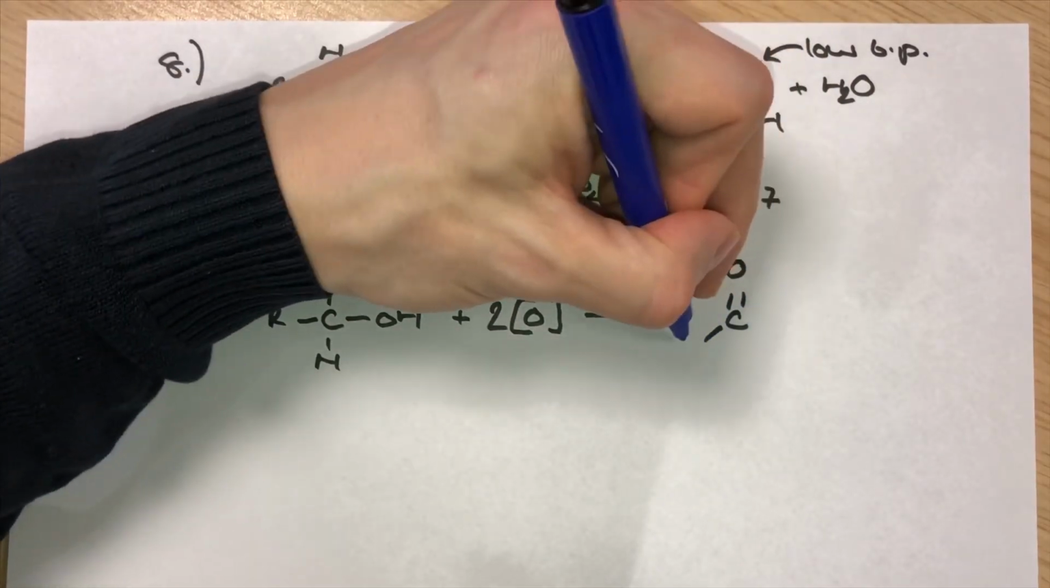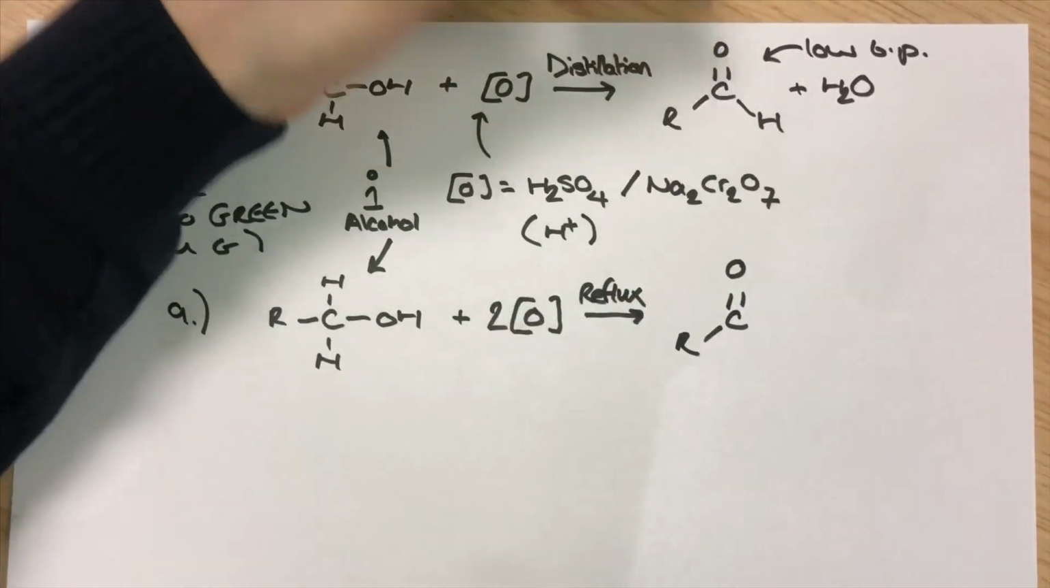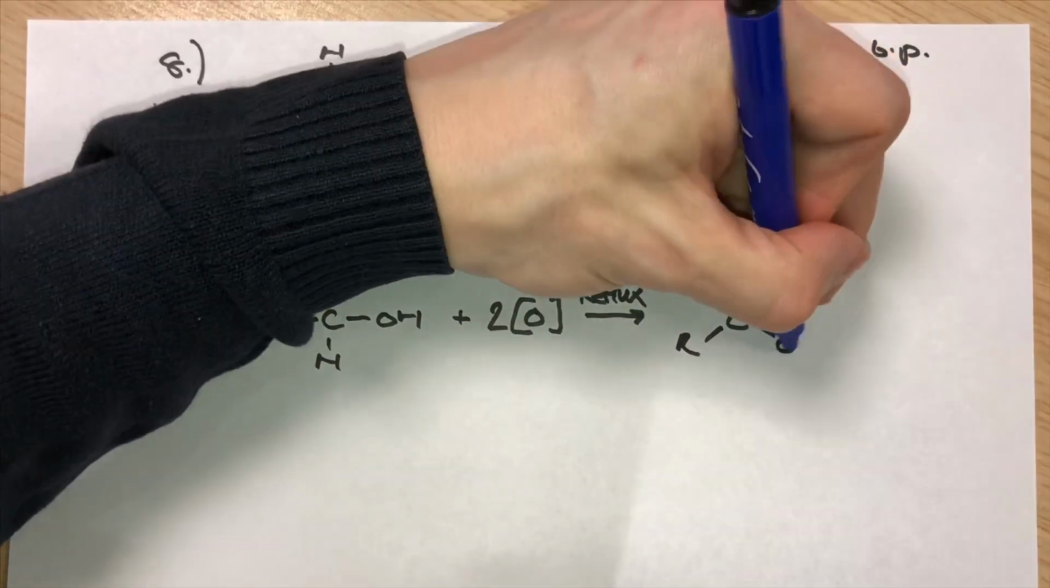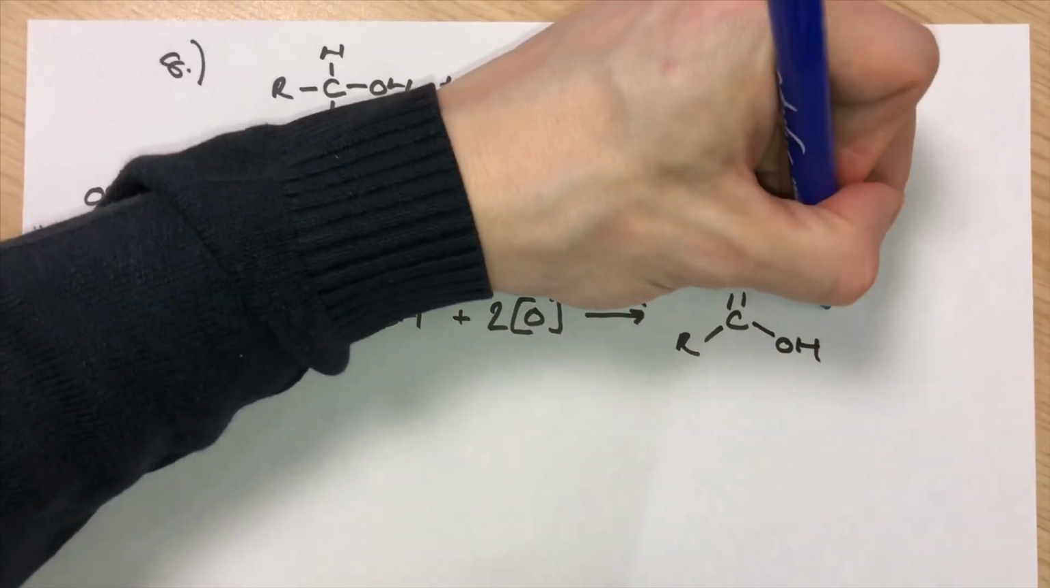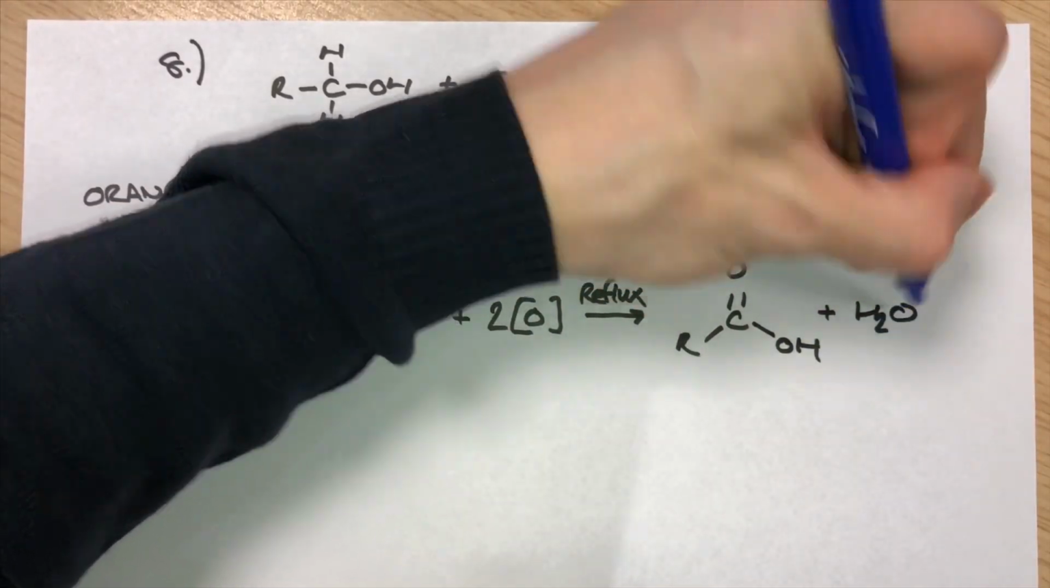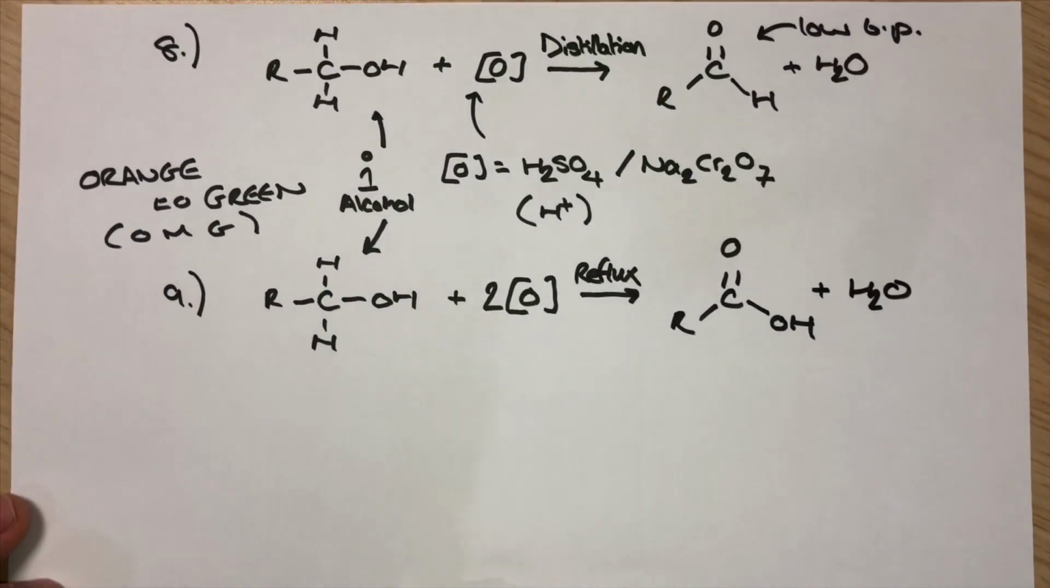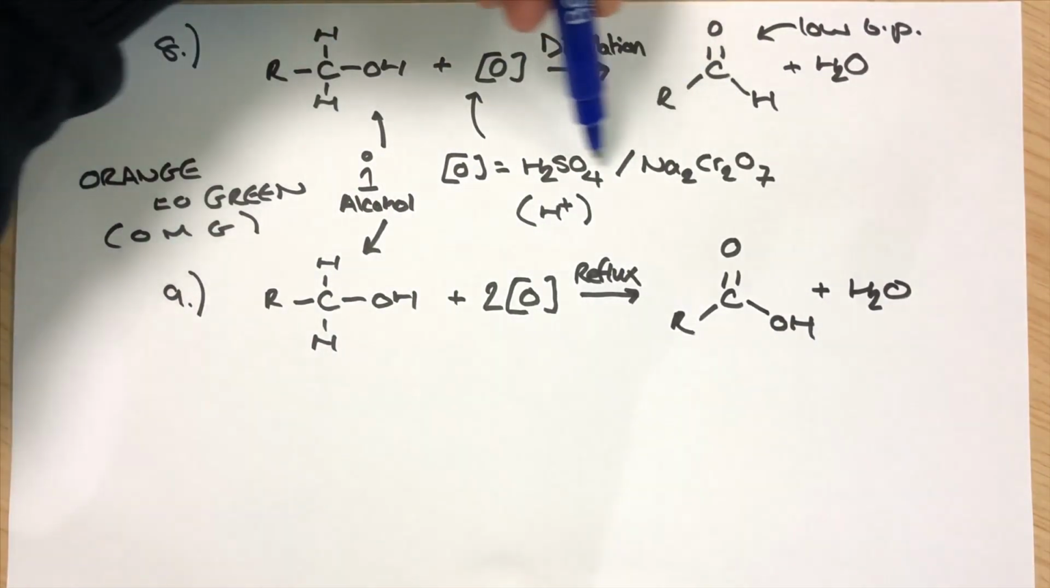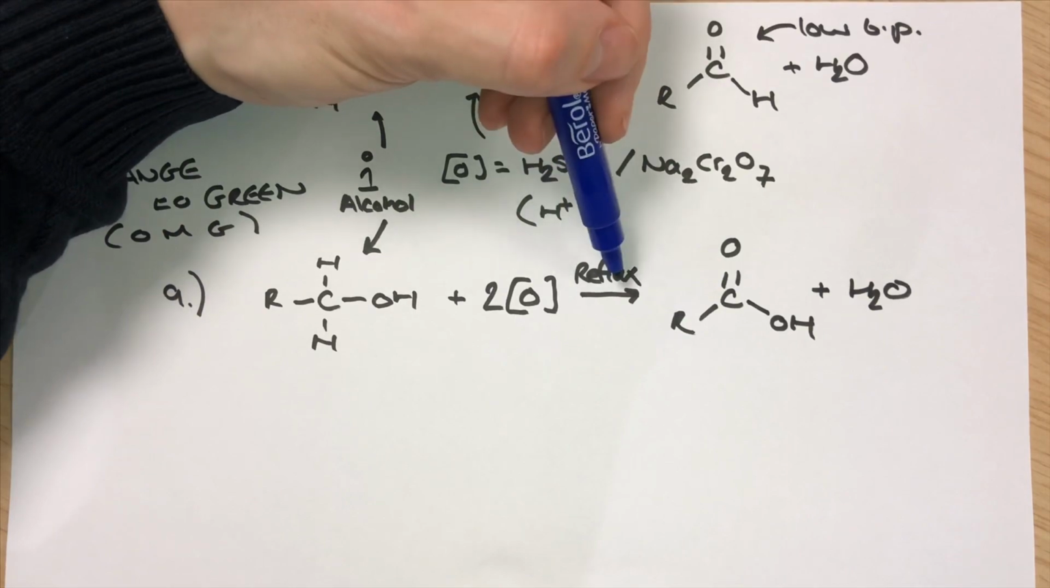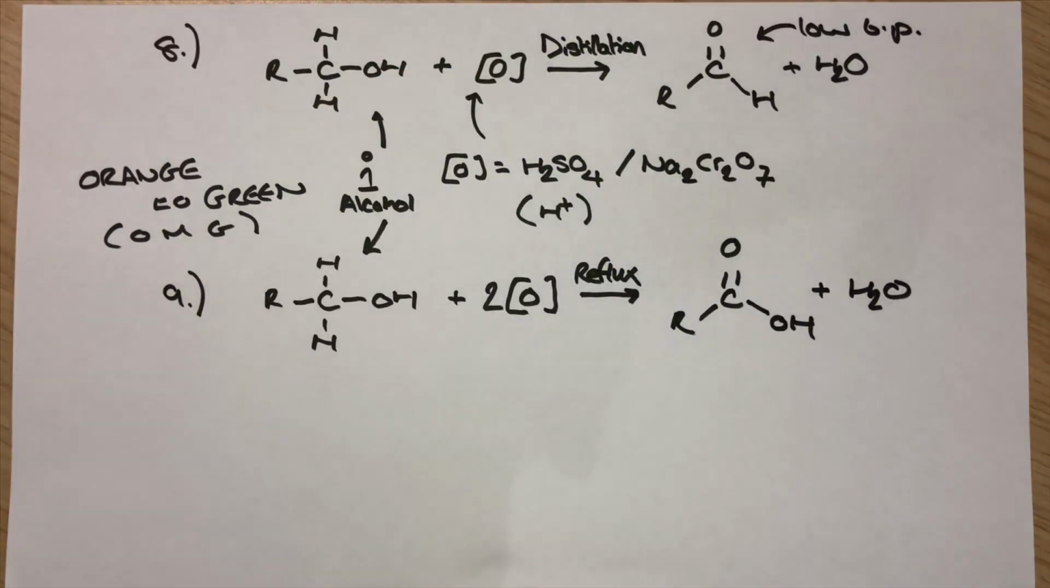under reflux. Now, a reflux is different because any vapors released are condensed and returned to the reaction vessel for further reaction. They aren't condensed and collected immediately like a distillation. And as a result, I end up with the carboxylic acid product using the same oxidizing agent, but in different apparatus. And again, we've got some H2O.